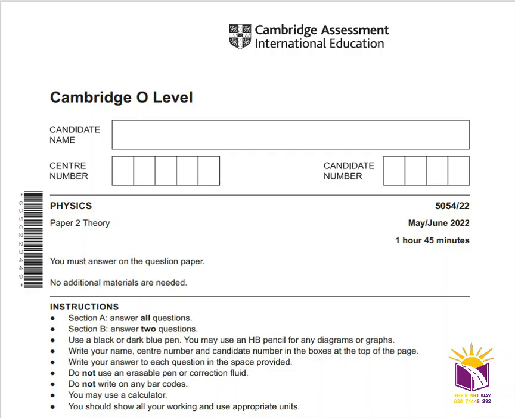May June 2022, Paper 2, Variant 2. 5054 is the code for the Physics O level.